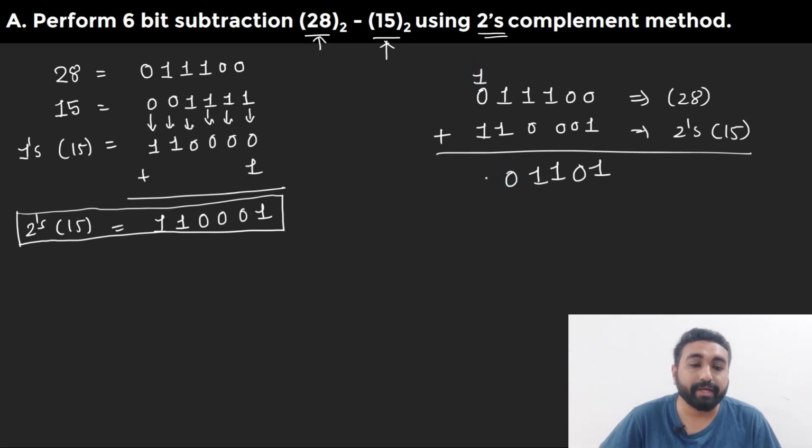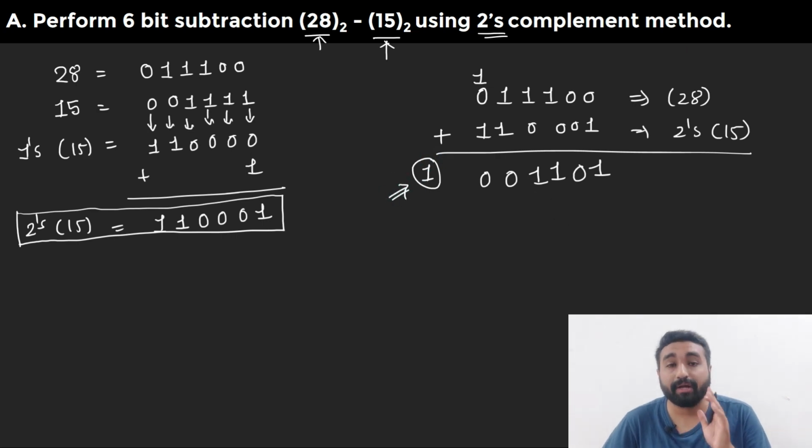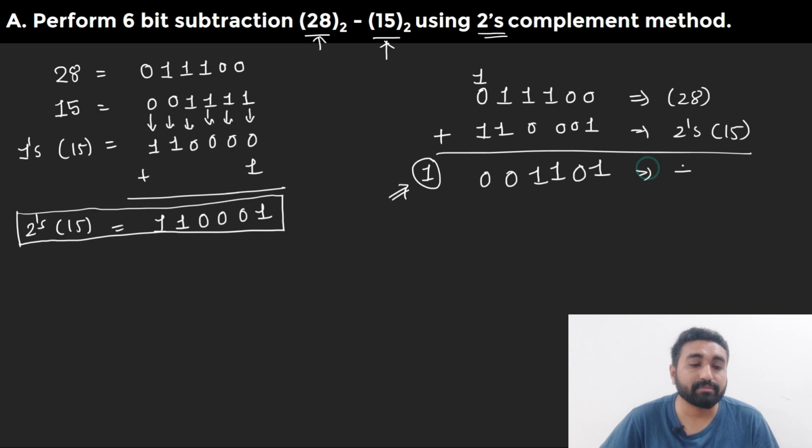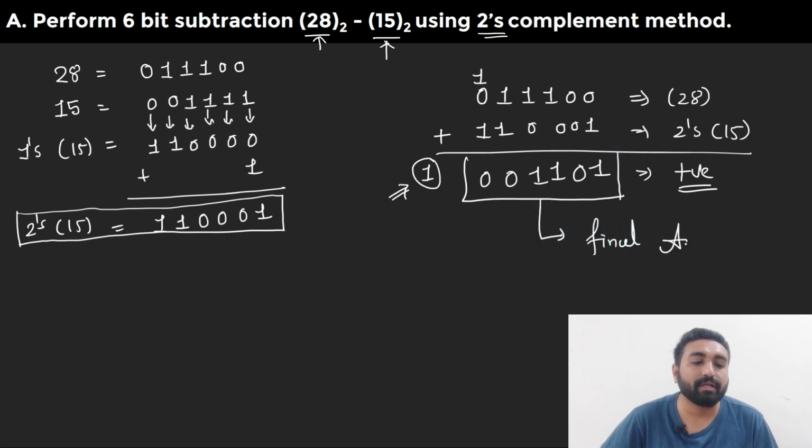1 plus 0 plus 1 answer will be 0, and there is a carry. Okay, so here if you check, we are having a carry. This carry means that our answer is what? Our answer is a positive answer, and we need to ignore the carry. So if we ignore the carry, this is our final answer.